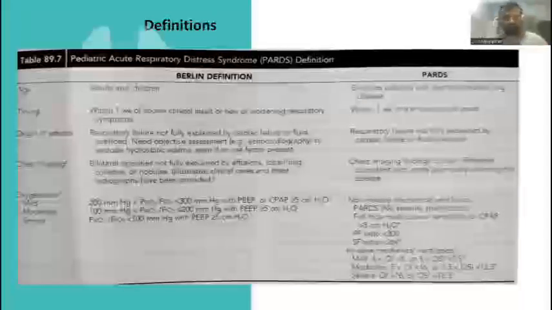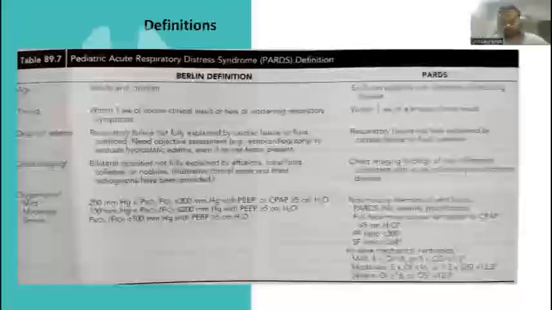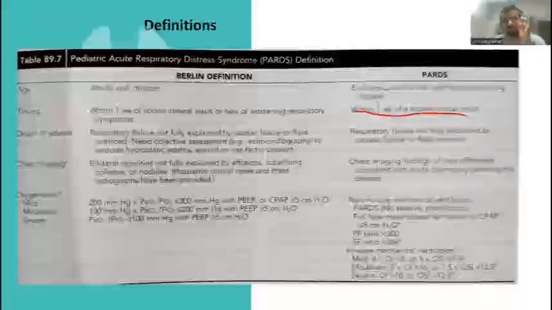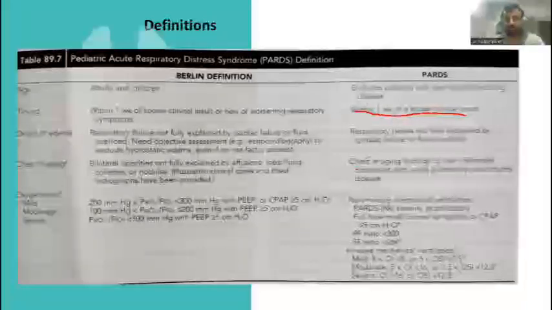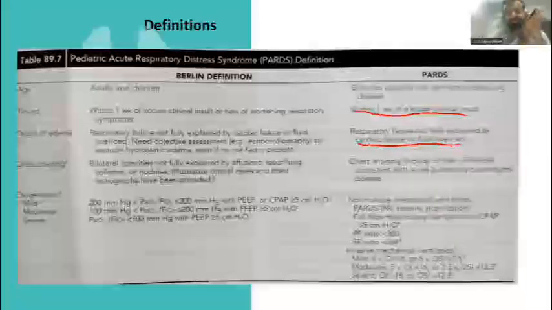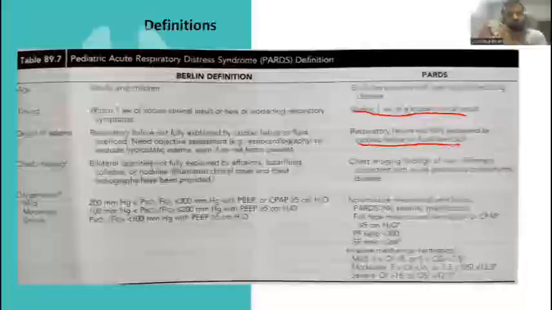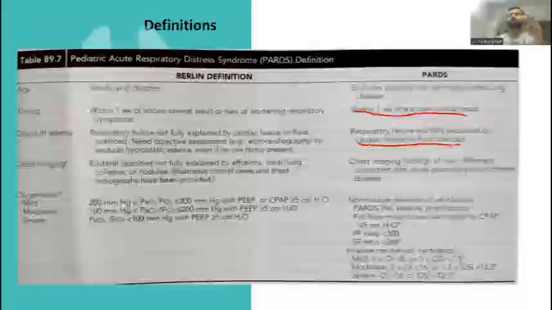Now, what is the definition of PARDS? So PARDS is pediatric acute respiratory distress syndrome. And you know the definition of respiratory distress syndrome, that it occurs within 1 week of a known clinical insult, and the origin of the edema is not explained by cardiac failure or fluid overload. So if you have a patient of CHD, then the edema should not be explained by the CHD. Like, there is TOF. So in TOF, usually what you have is pulmonary oligemia. So in a patient of TOF, if you see pulmonary edema, then it is not explained by cardiac abnormalities. So it can be called ARDS.